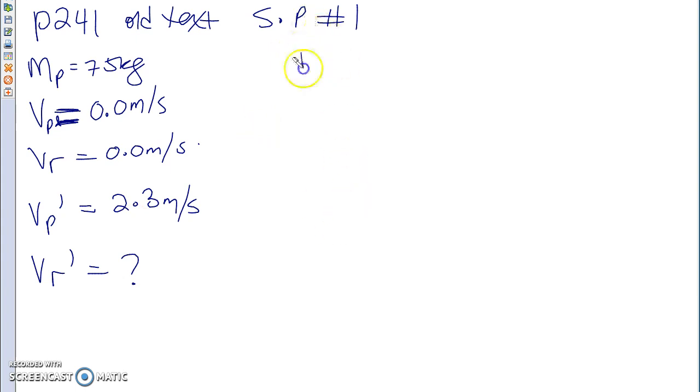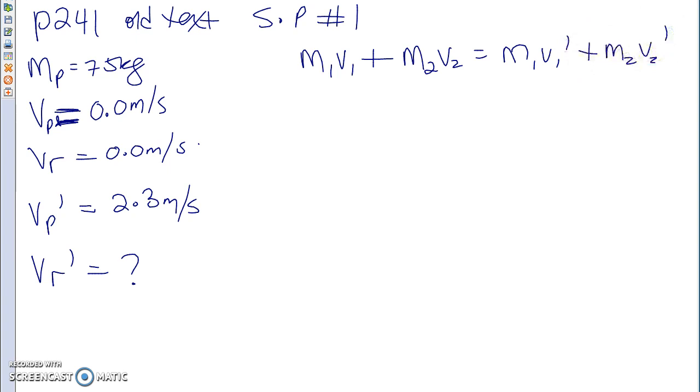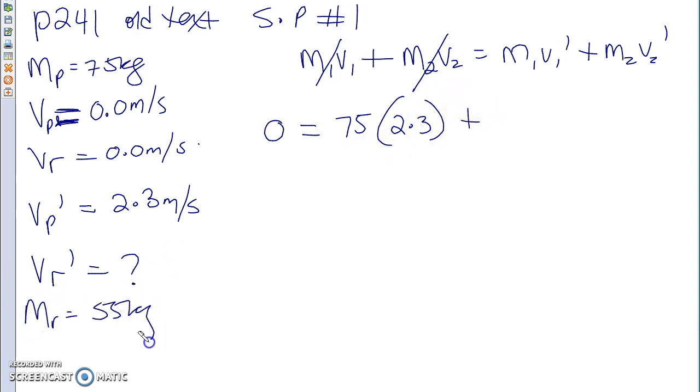Okay, so we're going to start out with m1 v1 plus m2 v2 equals m1 v1 prime plus m2 v2 prime. Now we know this was 0 before the interaction. This was 0 before the interaction. So it's going to be 0, which equals 75 times 2.3 plus, and the mass of the raft was 55 kg, so this is 55 times V2 prime.